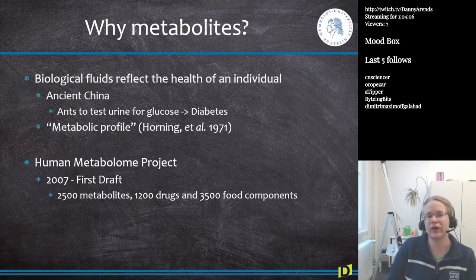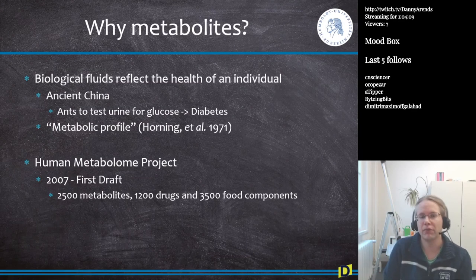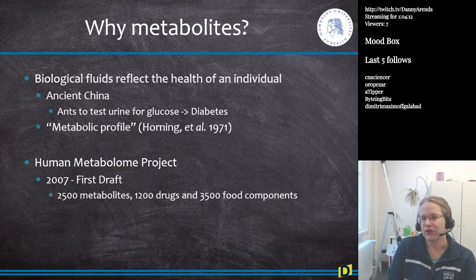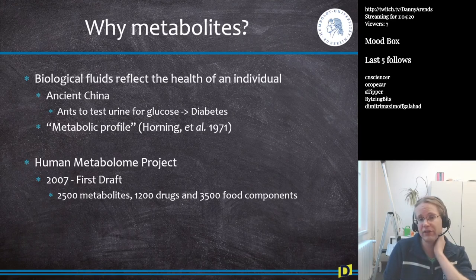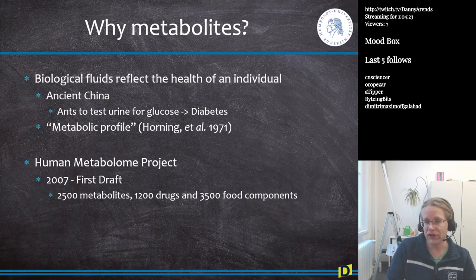All right, so why are we studying metabolites? Well, metabolites are very important because biological fluids reflect the health of an individual, right? Because we are humans, we're generally only interested in human health, human longevity. We already know that in ancient China, they figured out that if you use ants and a urine sample of a patient, you can figure out if this patient has diabetes, right? Because people who have diabetes generally excrete a high amount of glucose in their urine.